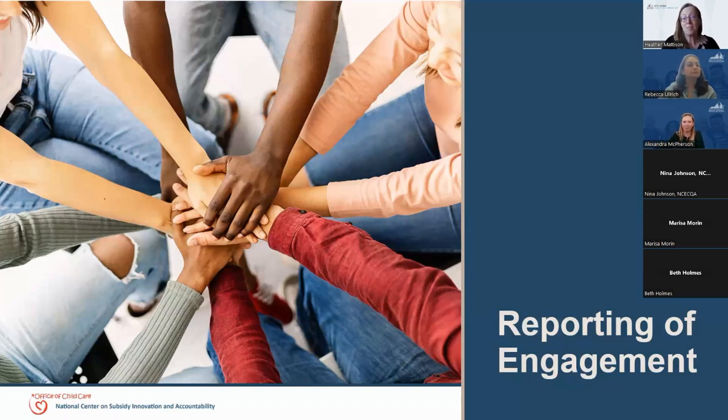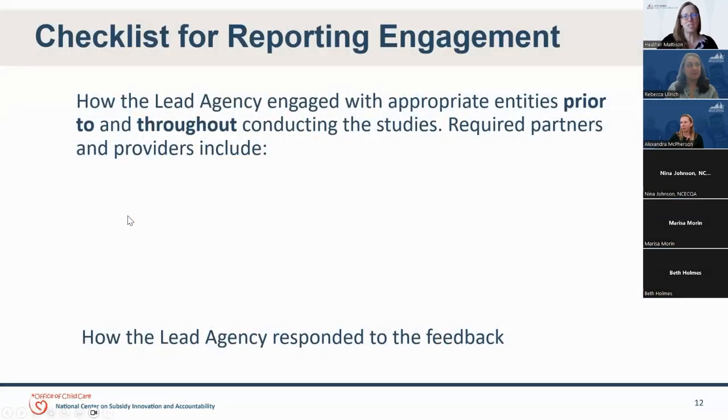And we know that by talking to you, that you're doing some fantastic work with those partners and providers. And that is really important to reflect in your report. It's helpful for the partners to see themselves in the report and how you use their information. And it is also a requirement of CCDF. So I am going to go to the next slide and hand it over to Nina.